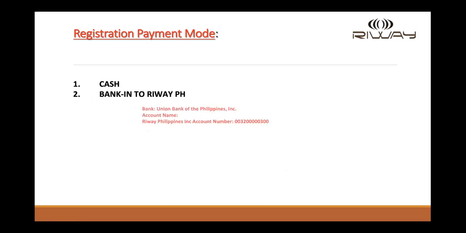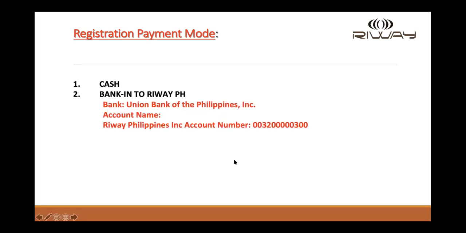So now, when you do registration payment mode, number 1, you can choose to pay cash. Whenever you pay cash, you can choose to bank in to your upline who does the encoding for you, or you can choose to bank in to Rive International's account. That is Union Bank of the Philippines, account name Rive Philippines Incorporated, account number, this is the number. Now, the only difference is that if you bank in to your upline, chances are that you will be encoded on the same day.